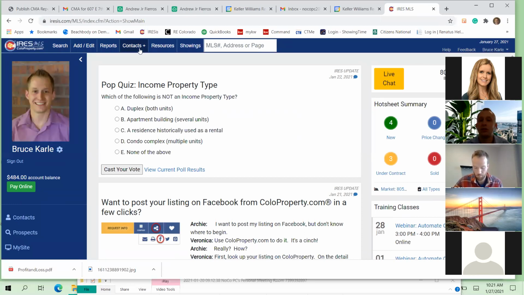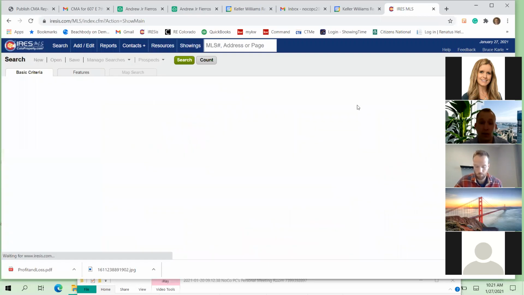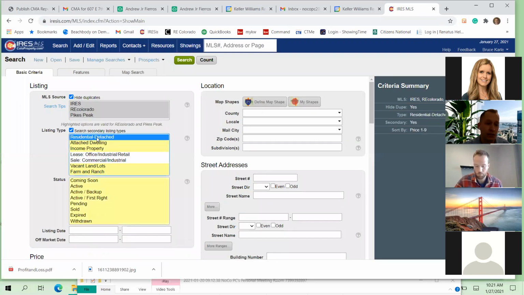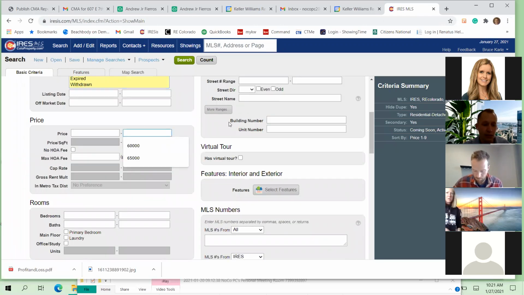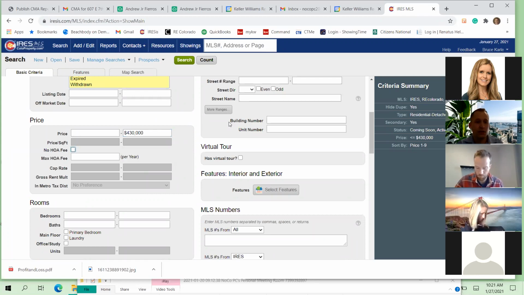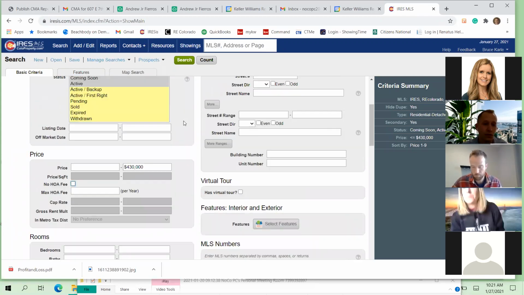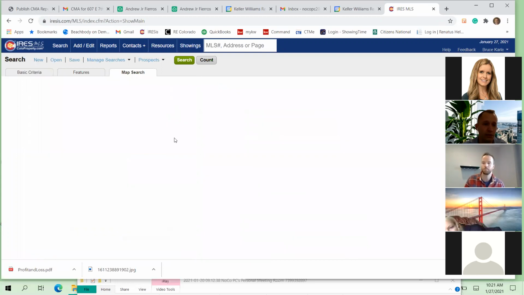A buyer isn't looking for a mile around your home. They're looking for all of Loveland. So let's go through and look in Loveland. And I'll literally do this right with Brady. I'll say residential detached, coming soon, active. Let's see what's out there for 430 and under. Since you want to list it for 400,000, I'm going to say Loveland.